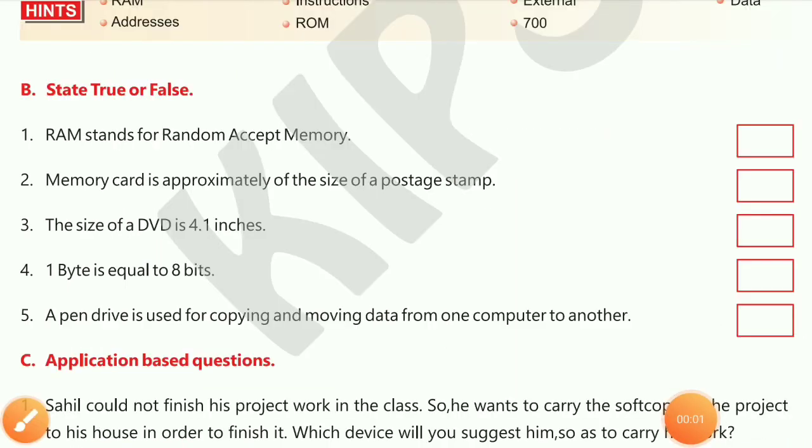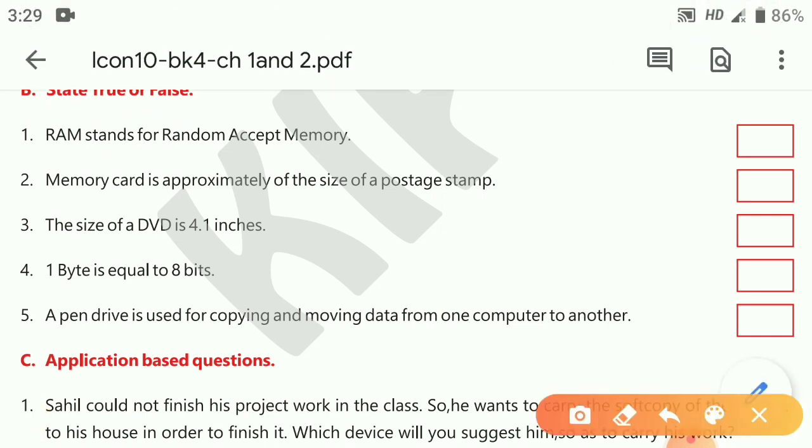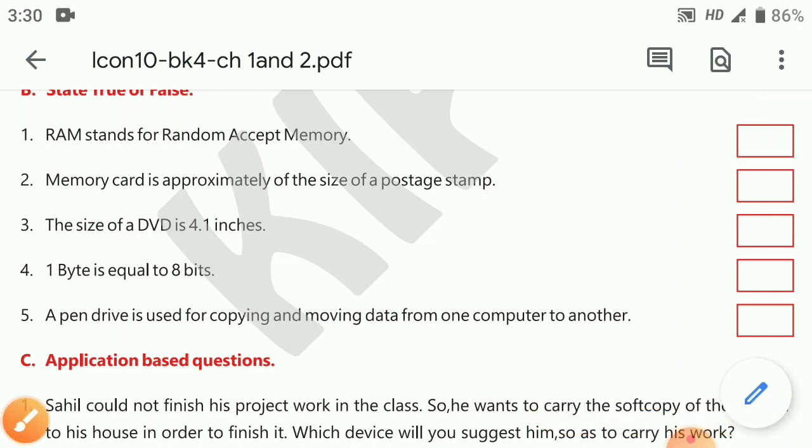Question B. State true or false. Number 1. RAM stands for Random Access Memory. Is this the full form of RAM or not? No, because here the word accept is wrong. The full form of RAM is Random Access Memory. That's why it is false. So write down in the box the answer false, F-A-L-S-E, false. You have to write in the box. If it is going out of the box, then it's okay, no problem. But you have to write the whole spelling in the box given here in good handwriting.